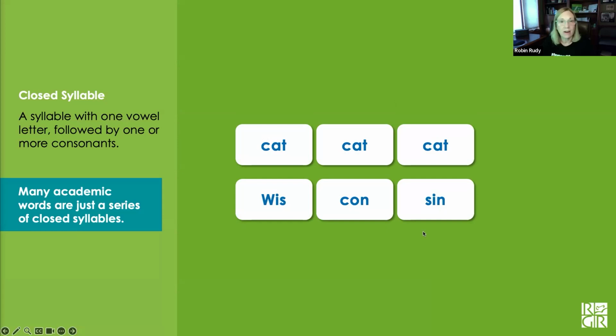So much power there. And being able to say to a struggling reader, you can read cat, right? Sure, then you can read Wisconsin. It's just like reading cat, cat, cat. We just have to give them a strategy to get there. And we're going to get to that.